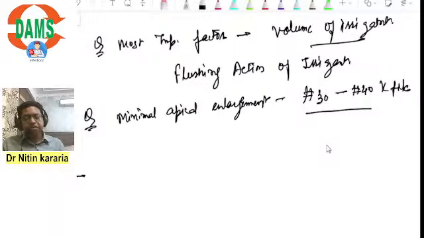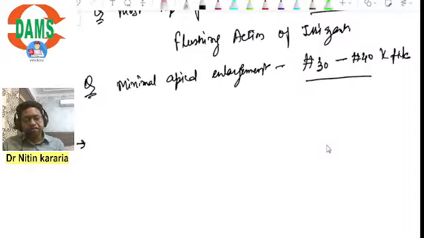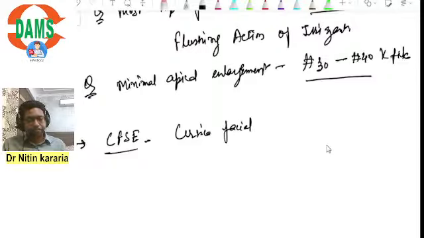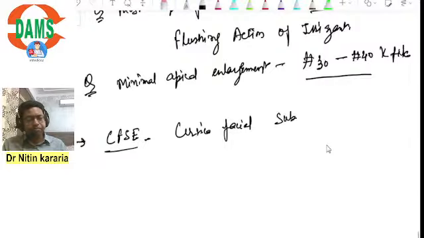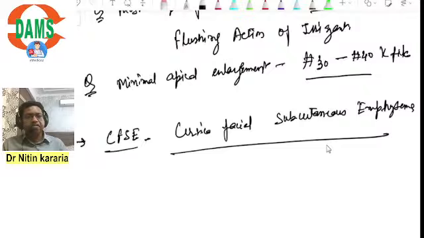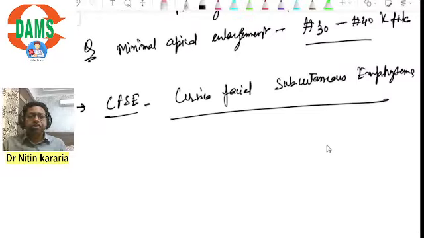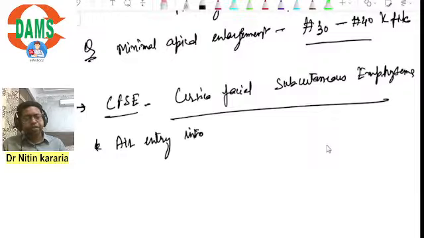Then we have another procedural error, that is CFSE, cervicofacial subcutaneous emphysema. CFSE, cervicofacial subcutaneous emphysema. This is called air entry into periapical tissues.